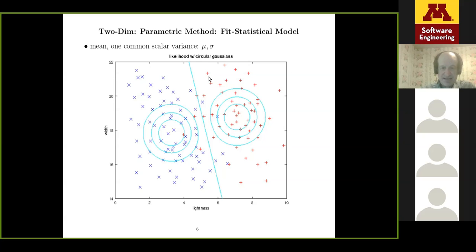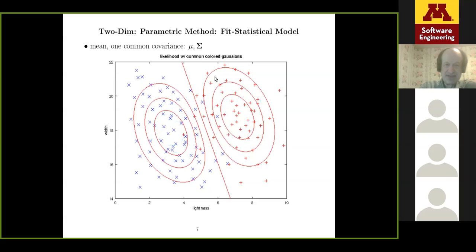You can generalize this to a more general covariance matrix, which in this case would be a 2x2 matrix that allows you to model data that is not uniformly distributed in all directions, but is more spread out, say, in one direction as opposed to the other direction. So this is more spread out as you go vertical in this direction, along the width, than it is if you go along the lightness.